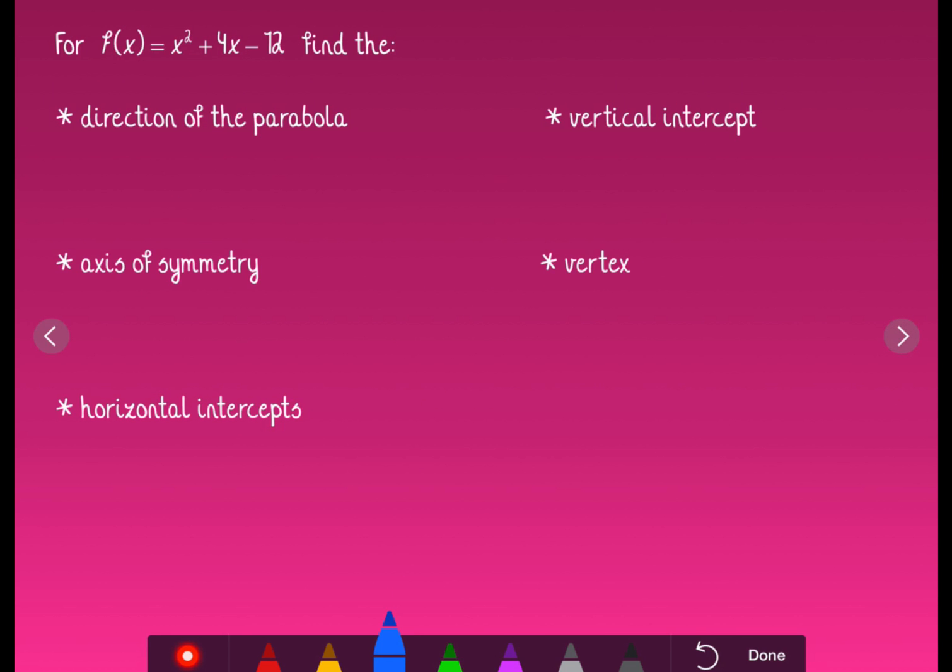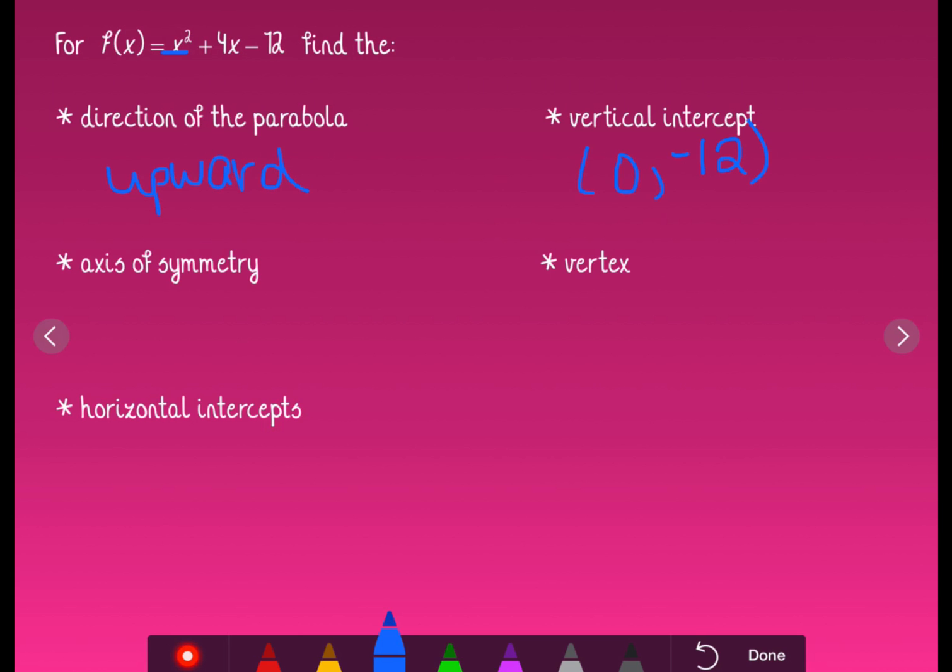So let's look at this function. f of x equals x squared plus 4x minus 12. If we look at that function, the direction of it is definitely upward because the value of a is a positive 1. My vertical intercept, remember, is 0, comma, and then the c value. In this case, it's negative 12.